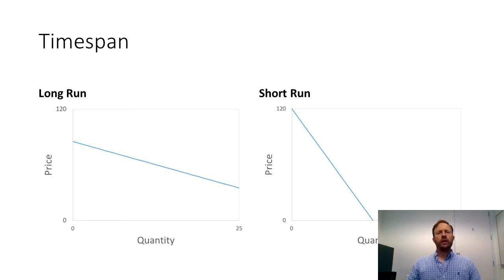And the basic point here is that in the long run, consumers have more flexibility to change their behavior in response to changes in price. So in the long run, those demand curves are going to tend to be more elastic. They'll be flatter. In the short run, consumers have a harder time, a costlier time changing their behavior, and so they will not change their consumption as much in the short run as they will in the long run. In the short run, demand curves are going to be steeper, more inelastic.